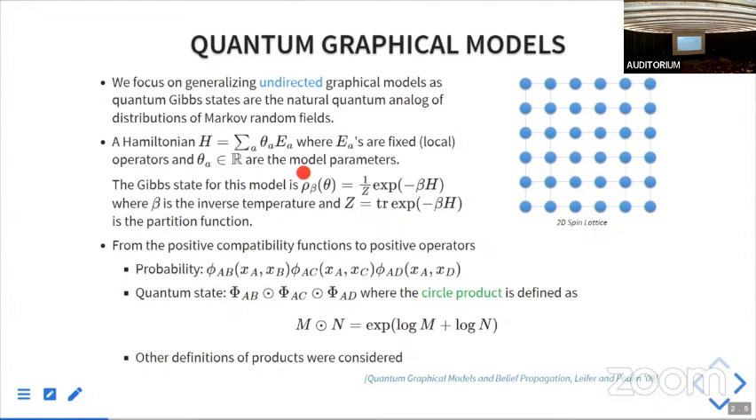the Gibbs state. Usually you can think of this Phi_AB as just the exponential of local terms; take the log and take the sum, and this will give you the Hamiltonian as a sum. But this is not actually the only definition. You can have other definitions. Actually, in the paper Quantum Graphical Models and Belief Propagation by Leifer and Poulin, they have considered other definitions for the product. But we are focusing on this circle product in this talk, and focusing on the Gibbs distribution because I think that's most relevant in physics.